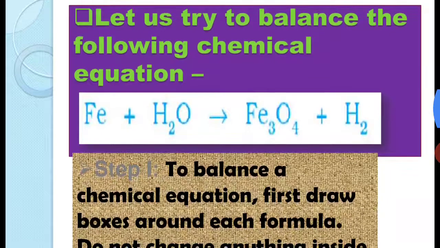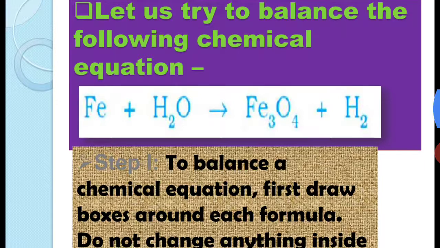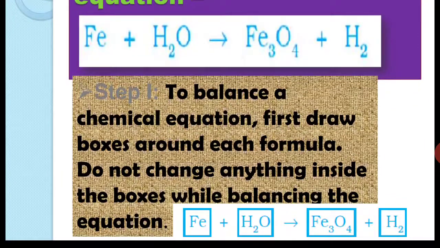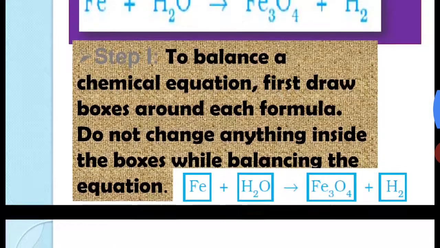Now let us try to balance the following chemical equation. Fe plus H2O gives Fe3O4 plus H2, that is iron plus water gives iron oxide plus hydrogen. Step 1 is to write the skeletal equation with symbols.